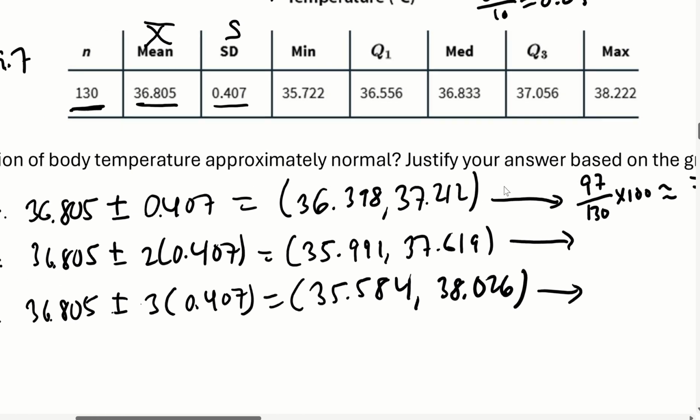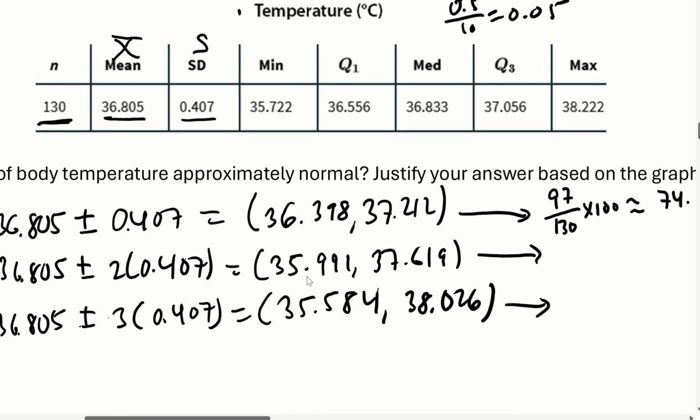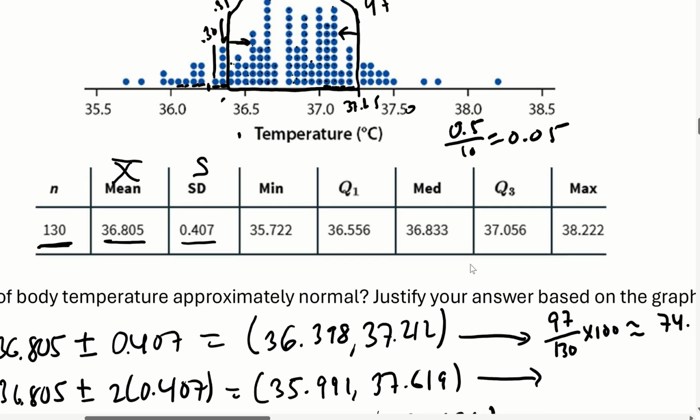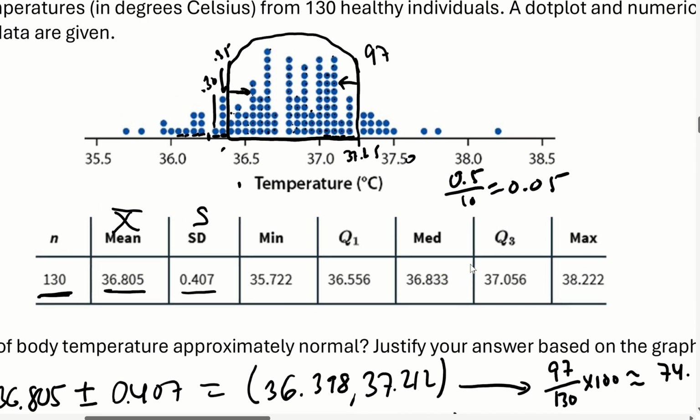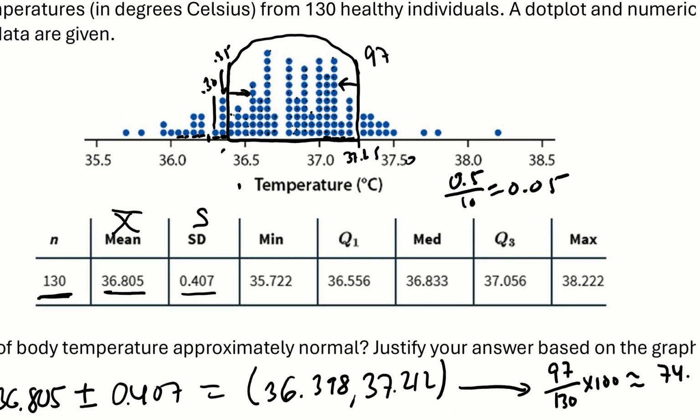And then let's look at the observations. Now we got to go from 35.991 to 37.619. So 35.991. Do this in red. So that's pretty close to 36, right?